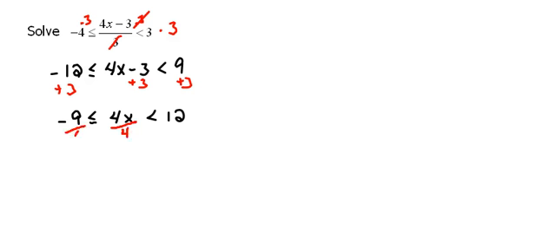Now we still don't want this 4x in the middle, we want plain x. So let's divide everything by 4, which means now we'll have negative 9/4 is less than or equal to x is less than 3. Now, just because this looks ugly doesn't mean that it is. We're just going to do exactly what it says.